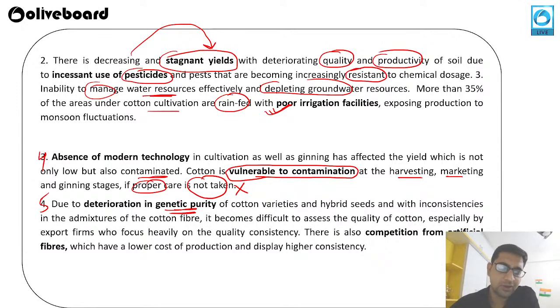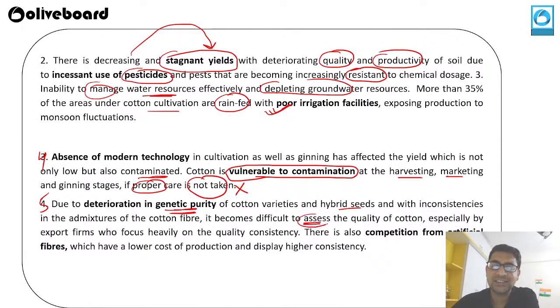Since we have introduced many genetically modified crops in cotton cultivation, there is a deterioration in genetic purity. The purity of the cotton is not what it was in earlier years. With the cotton variety and hybrid seeds, and inconsistencies in the admixtures of the cotton fiber, it becomes very difficult to assess the quality.